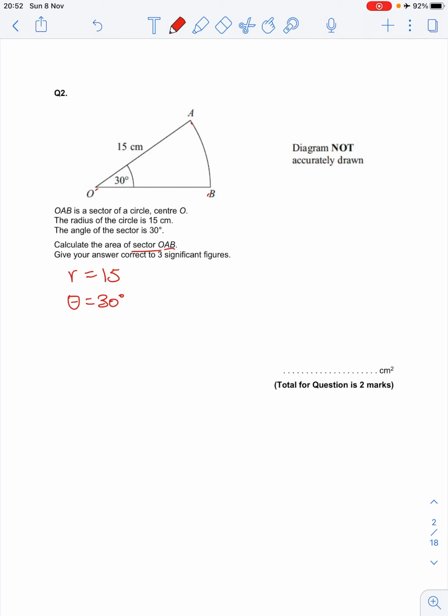So remember, area of a sector is given by this formula: theta over 360 multiplied by pi r squared. So theta is 30 divided by 360 multiplied by pi, and r is 15 squared. Remember that it's theta over 360 because the circle is 360 degrees and we are given only 30. So we type this into our calculators.